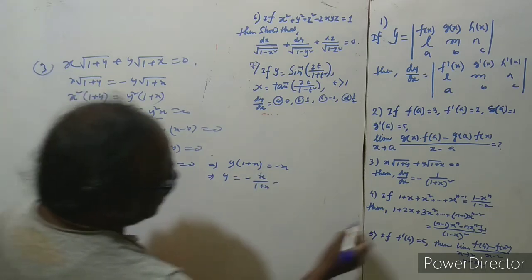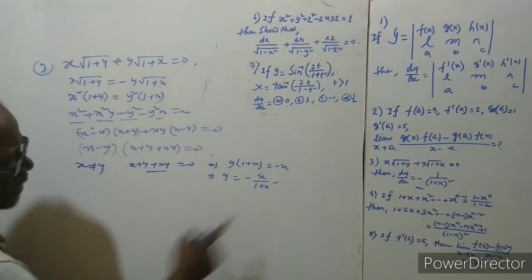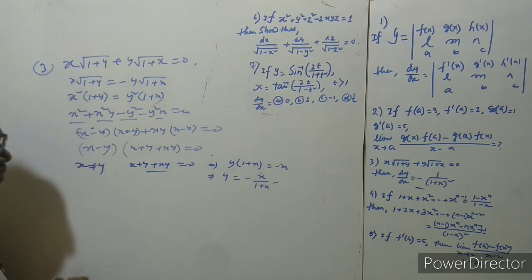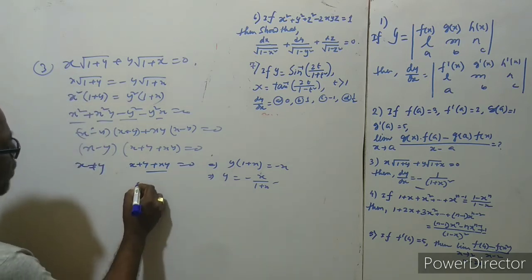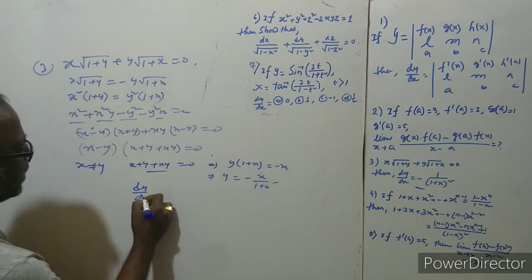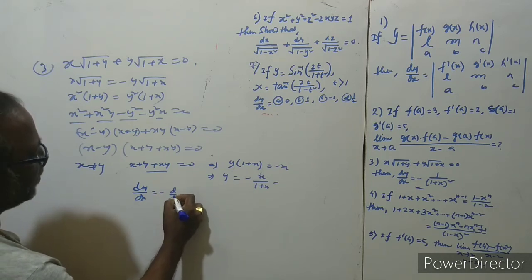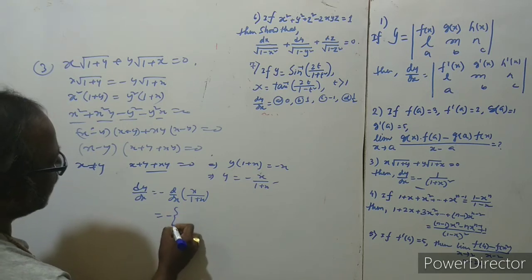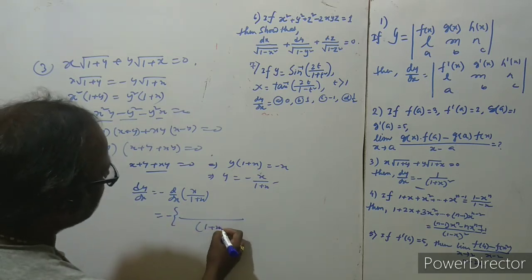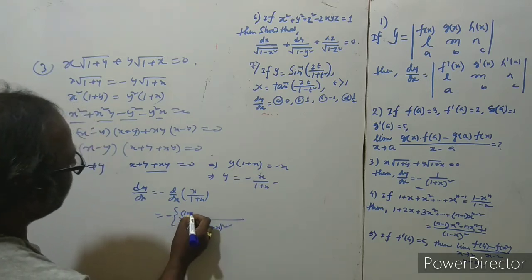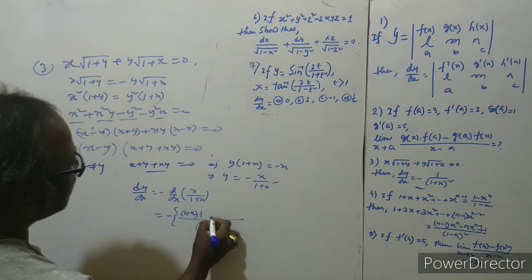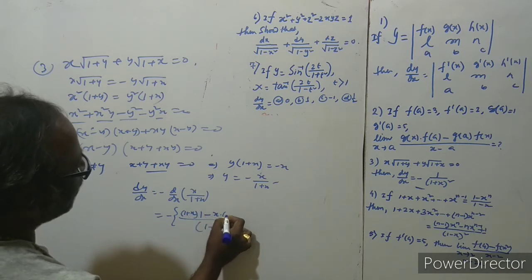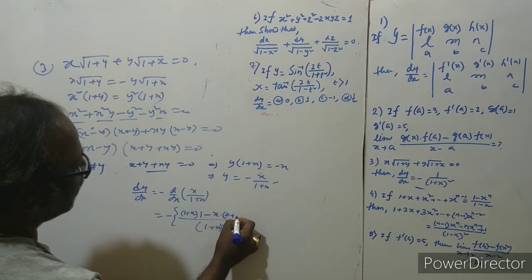And now we have to show that dy by dx is this. On the right hand side, there is y with respect to x there. Now find dy by dx using the u by v method. So this is x by 1 plus x, minus, whole square in the denominator, and the v square, 1 plus x into d by dx of x, which is 1, and also x, and the derivative of 1 plus x is 0 and 1.